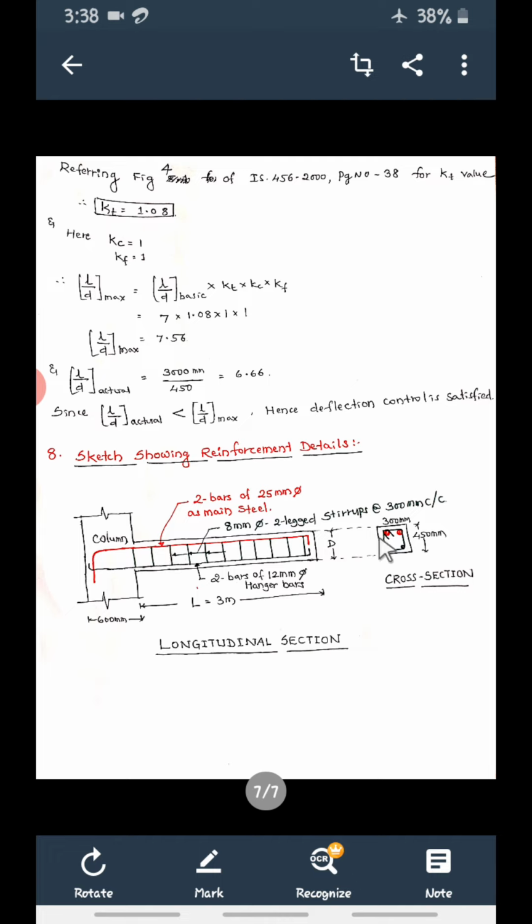2 bars of this here, 2 bars. When you see from the front, you are going to see these 2 bars. But when you see from the longitudinal section, only 1 bar you can see. Behind that, 1 more bar will be there. So this top bar is main steel, 2 bars of 25 mm diameter. Then the bottom 2 bars, that is 12 mm diameter, hanger bars or anchor bars. Then all these will be tied together with stirrups. So these are the vertical stirrups, 8 mm diameter 2-legged stirrups at 300 mm center to center.